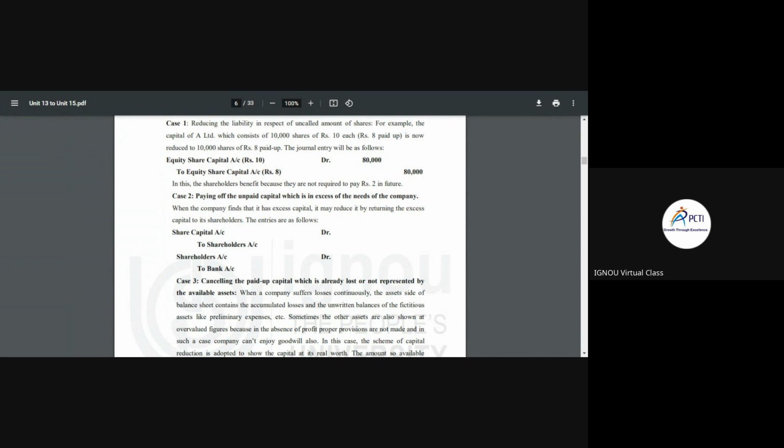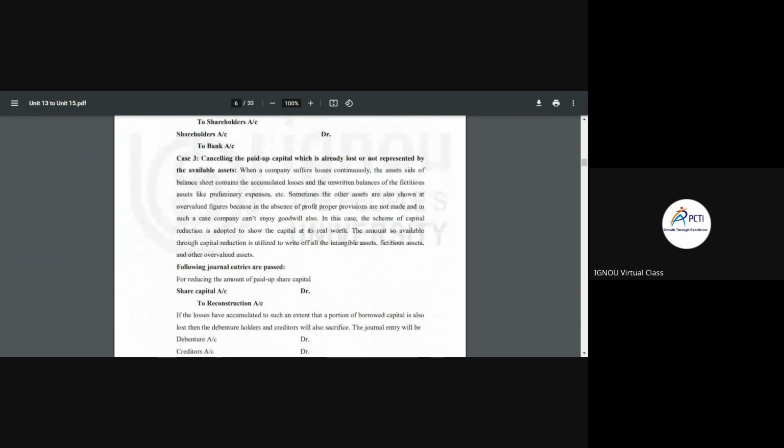Case 2 will be paying off the unpaid capital which is in excess of the needs of the company. Then we have a company which finds that it has excess capital, it may reduce it by returning the excess capital to its shareholders. The entries are as follows. First entry which we need to pass: share capital account debit to shareholder account, and the second entry will be shareholder account debit to bank, because the amount will be transferred to bank.